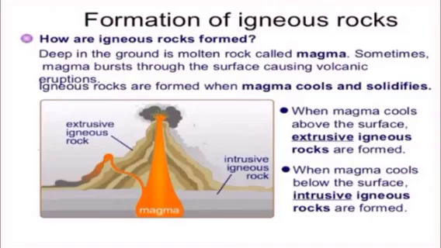Deep in the ground is molten rock called magma. Sometimes magma bursts through the surface, causing volcanic eruptions. Igneous rocks are formed when magma cools and solidifies. When magma cools above the surface, extrusive igneous rocks are formed, whereas when magma cools below the surface, intrusive igneous rocks are formed.